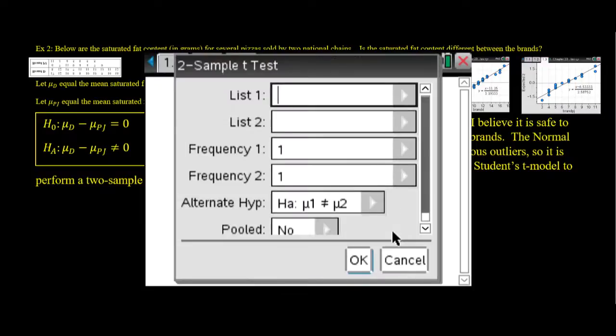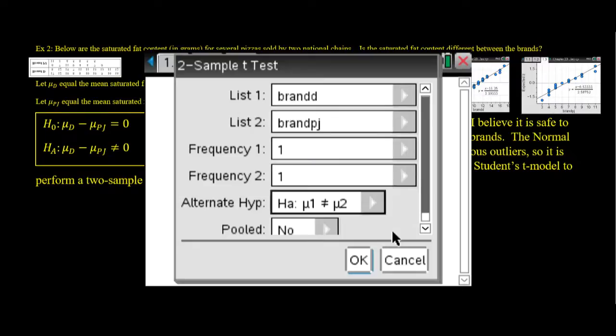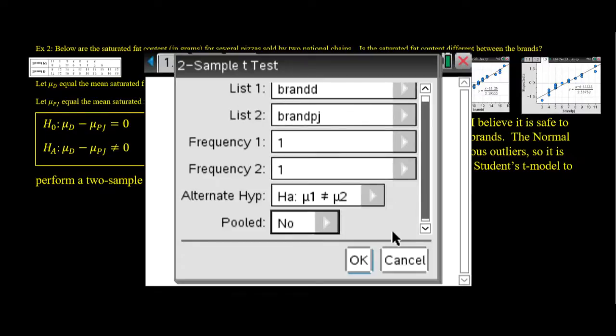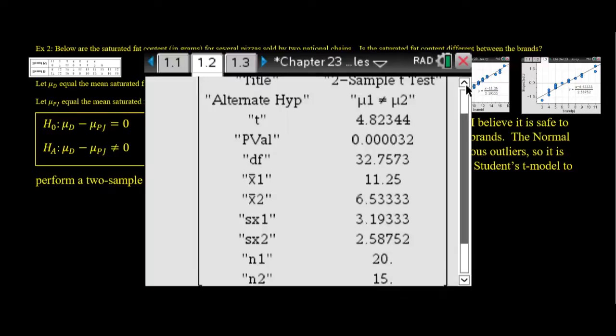So list 1 is brand D. List 2 is brand PJ. You have to put these in order. List 1 has to be what comes first in your hypothesis. Don't worry about the frequency. Alternative hypothesis is that they are not equal. Do not do pooled. So we hit OK, and there's all our data. T is 4.823. P-value is 0.000032 with 32.757 degrees of freedom.